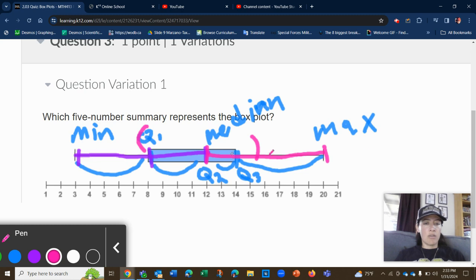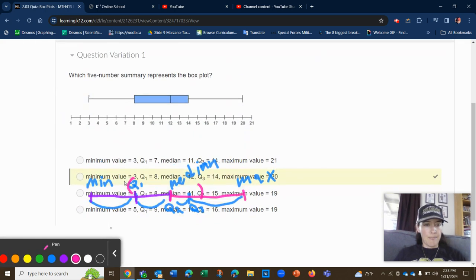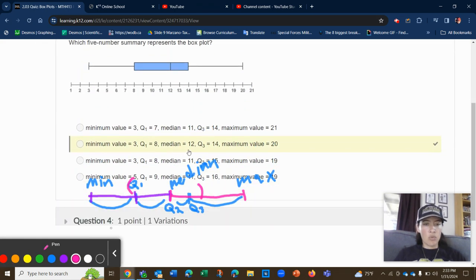Okay, so hopefully this colorful visual helps, but the minimum is 3, the Q1 is 8, the median or Q2 is 12. They're the same. Synonyms: Q2, quartile 2, and the median are the same. Q3 is 14, and the max is 20. So your 5-number summary should be 3, 8, 12, 14, and 20. Okay?